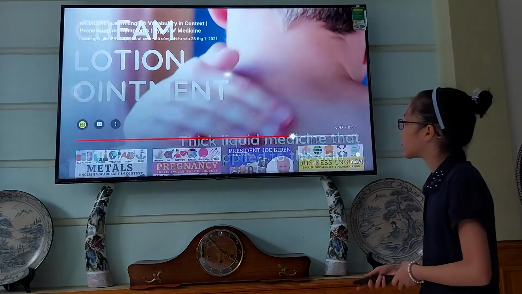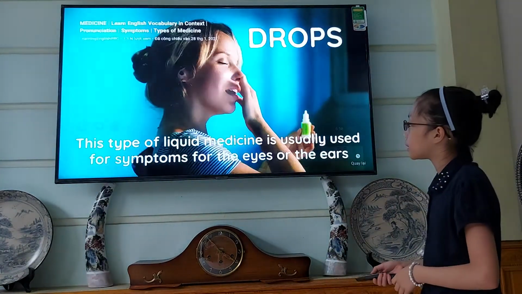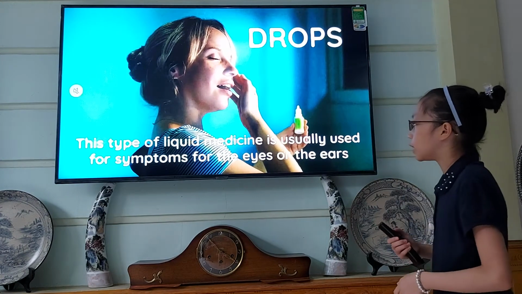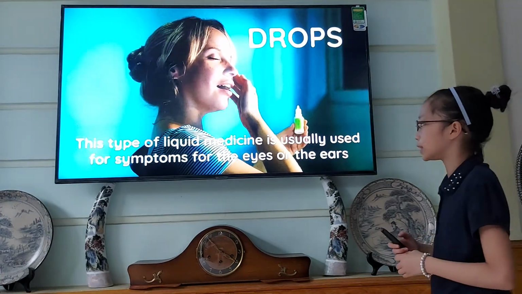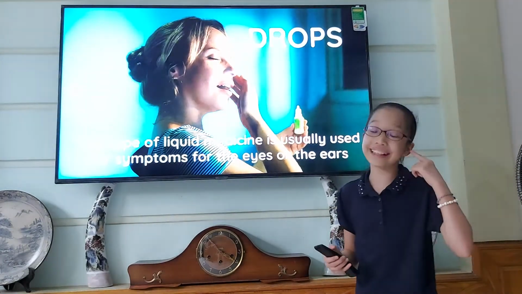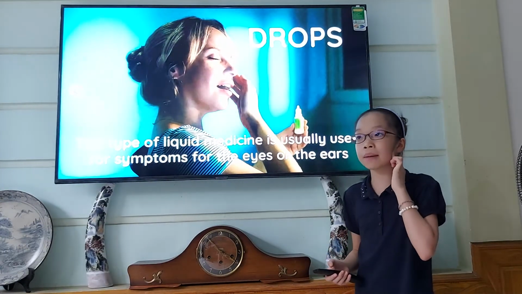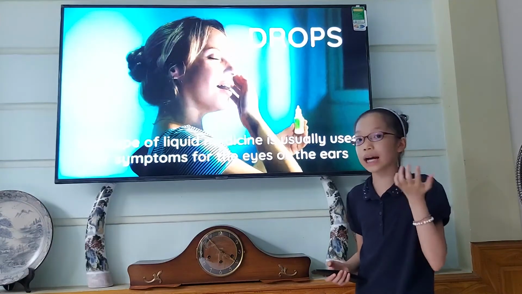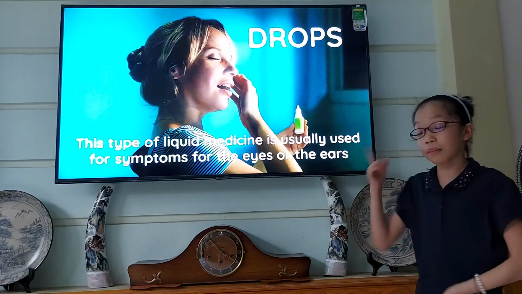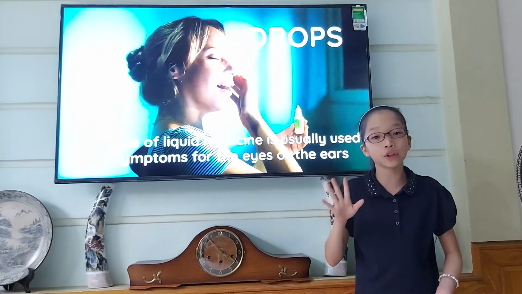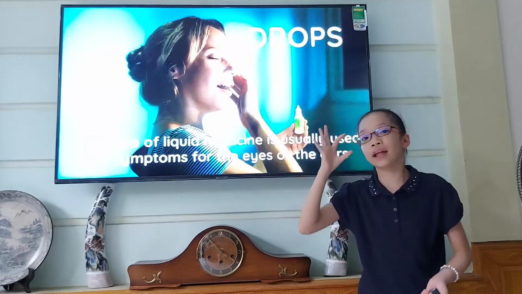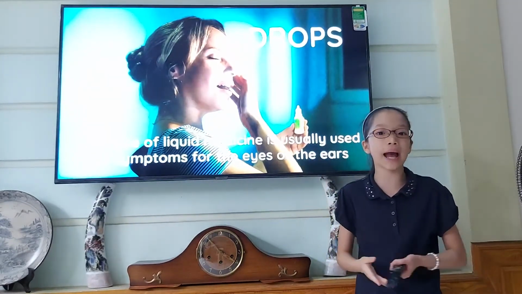Next is the drops. This type of liquid medicine is usually used for symptoms of the eyes or the ears. Sometimes it can be for the nose too. So drops. For my eyes in the evening, I always use drops so that it can help my eyes get better.